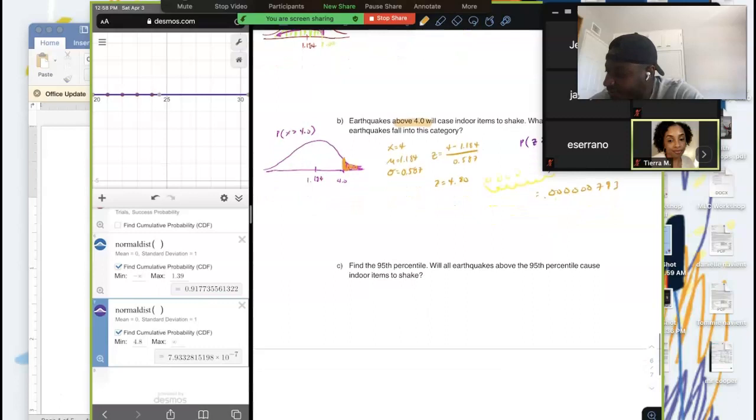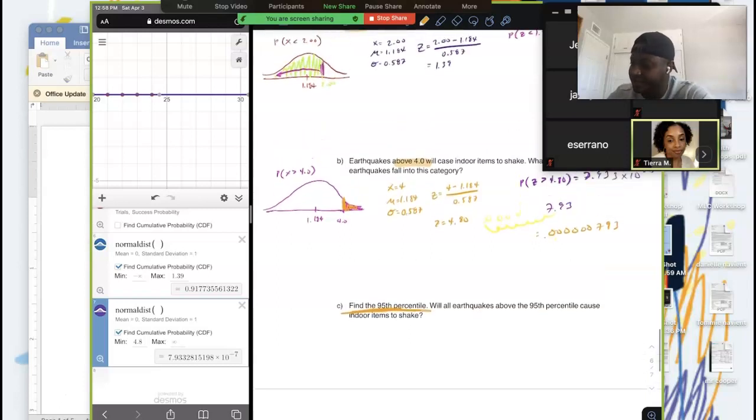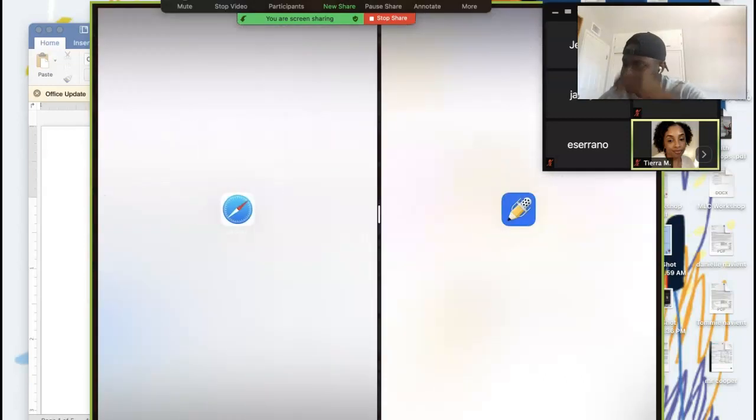All right, and then the last thing: find the 95th percentile. I want to show you how to use Desmos for that. That's kind of a quicker way to do it. So what is our mean? 1.184. Your standard deviation is 0.587. And in this case, we want to find the 95th percentile, so P is equal to 0.95.